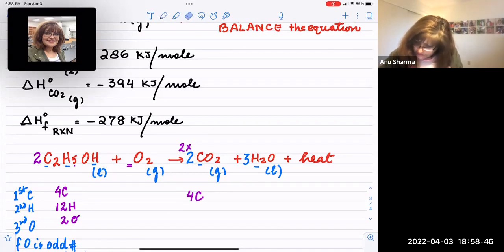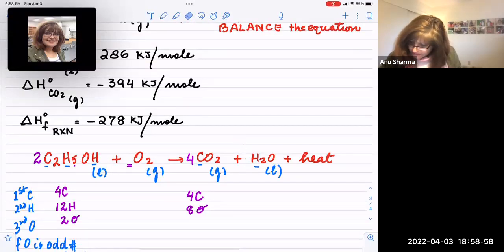So I'll just erase this one now. So 4 carbons here. And then 4 2s are 8 oxygens, and then 2 multiplied by 3. So that becomes 6 hydrogens. 6 times 2 is 12 hydrogens, and we have 6 oxygens.